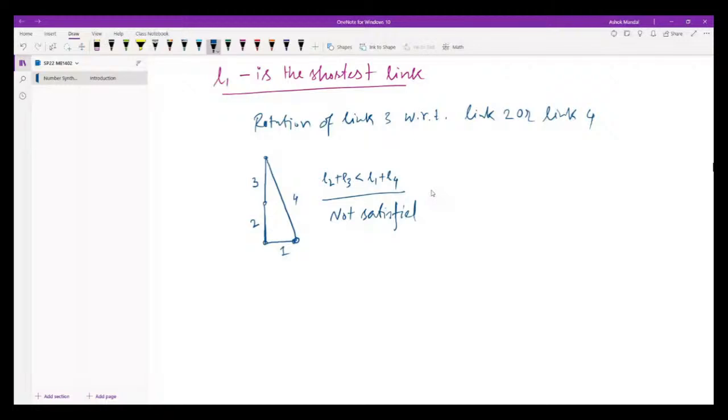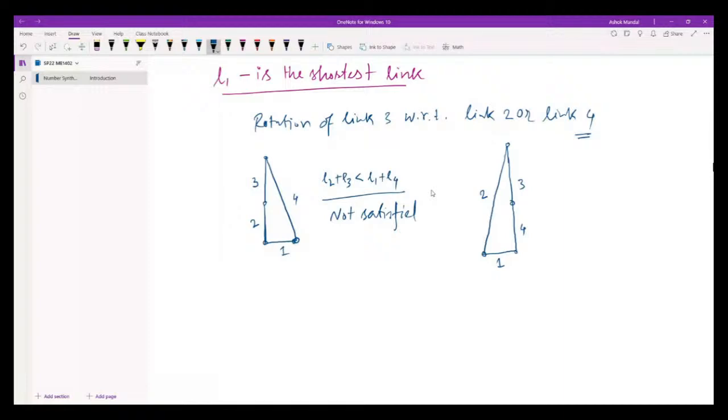On the other hand, if you want to check the rotatability of link 3 with respect to link 4, then you will have a configuration like this: link 4 is here and link 3 is here, although according to our drawing the dimensions will not match. That is obviously also an inspection. As we have drawn, link 2's length is not this much, but to prove this, let us say this is 4 and this is 3.